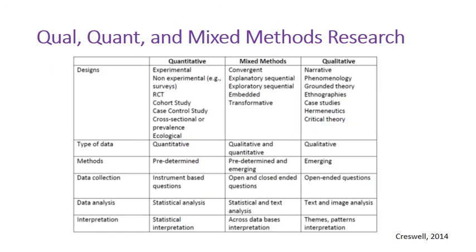Here's a comparison of qualitative, mixed methods, and quantitative research in terms of design types, types of data, methods, data collection, data analysis, and interpretation. So in terms of designs for quantitative research, this will look familiar to you. There's experimental and non-experimental types of designs: RCTs, cohort studies, case control studies, cross-sectional or prevalent studies, and ecological studies.